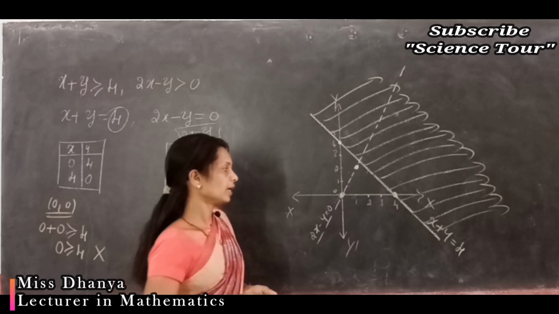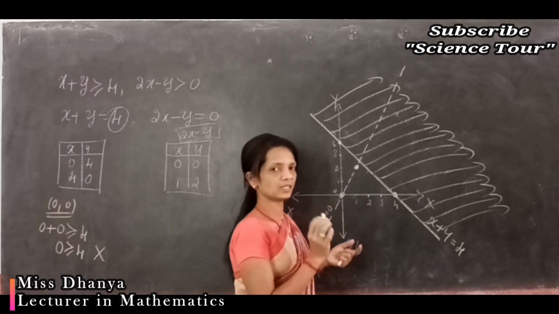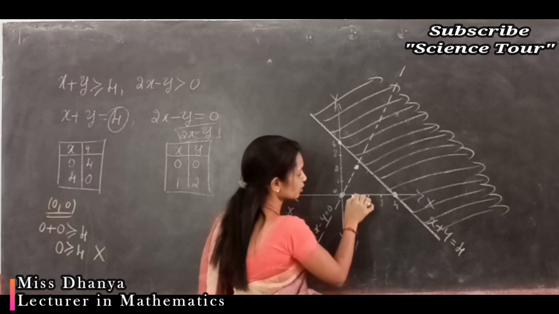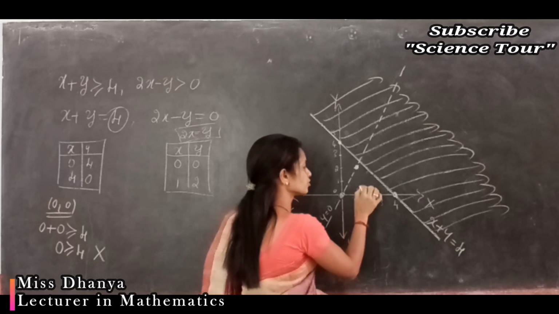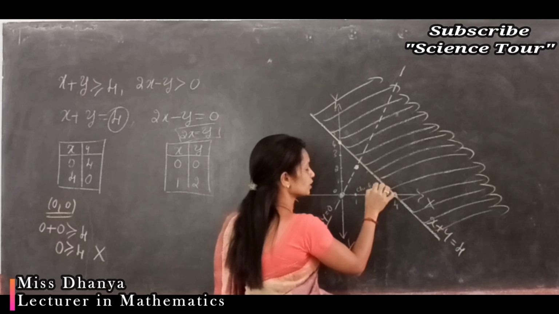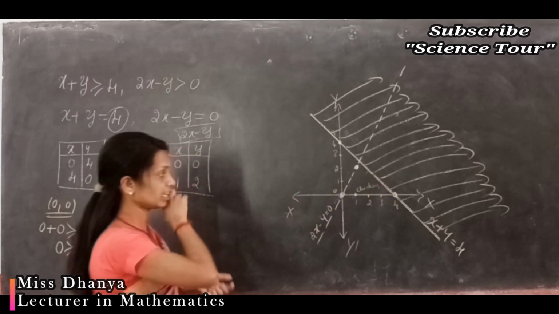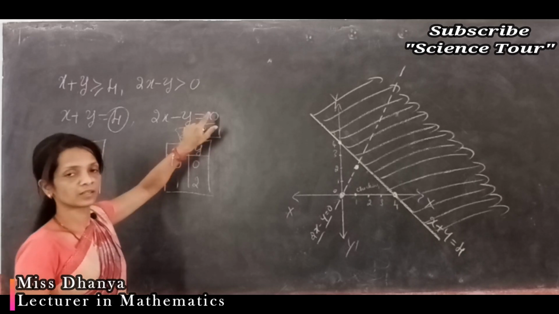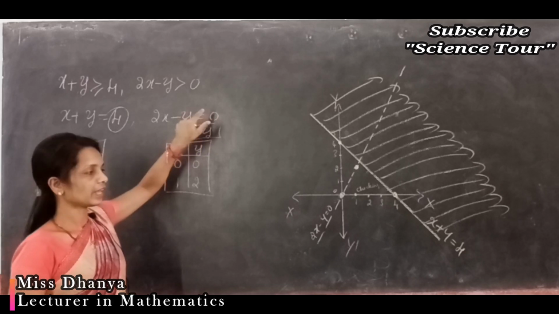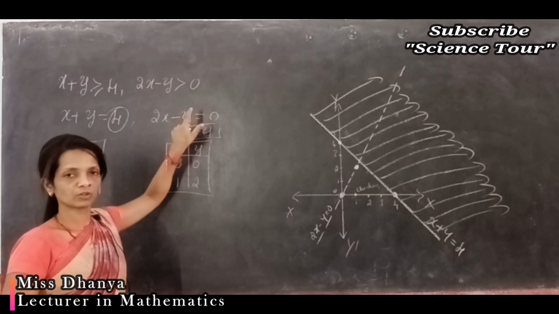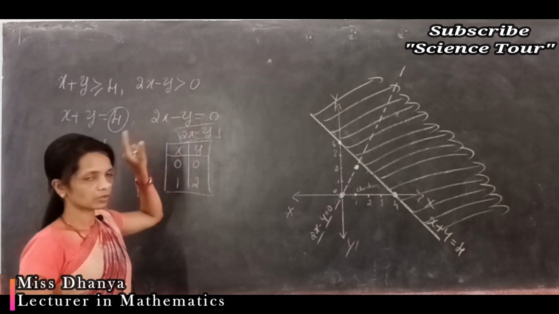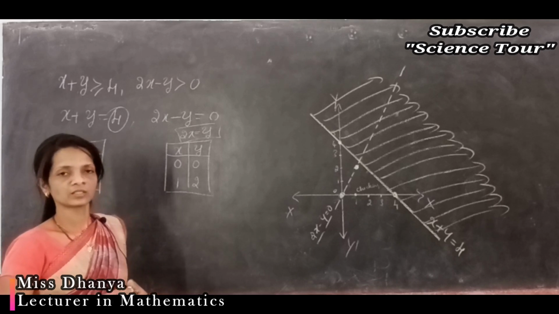But here I will take an easily visible point on the x-axis, that is (1, 0). (1, 0) I will take as a checking point now, for the second inequality. Always, if the constant number in the equation is 0, then that indicates that the (0, 0) point is on that line. So you cannot take (0, 0) as a checking point.